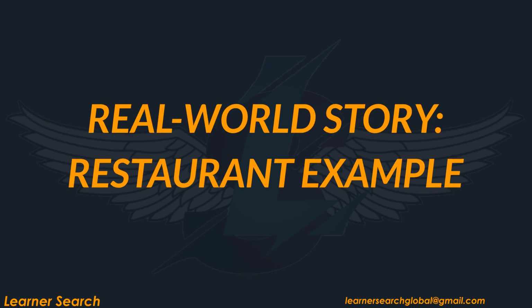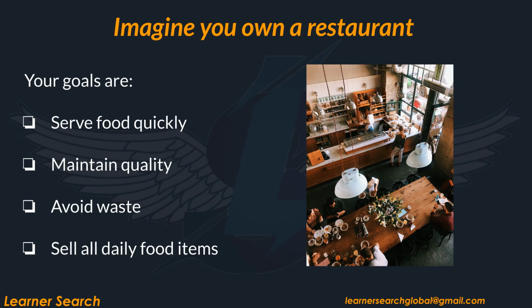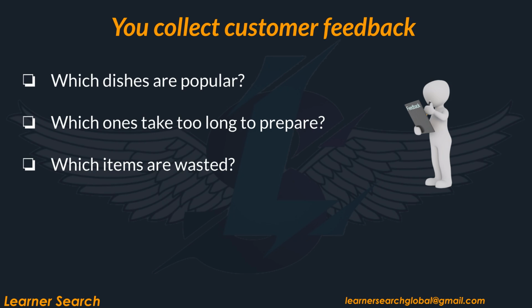Let's look at a real-world story using a restaurant example to understand optimization. Imagine you own a restaurant. Your goals are to serve food quickly, maintain quality, avoid waste, and sell all daily food items. You collect customer feedback to determine which dishes are popular, which take too long to prepare, and which items are wasted.